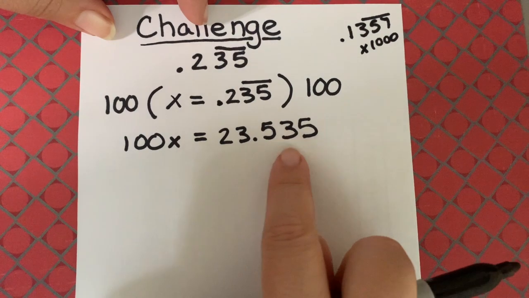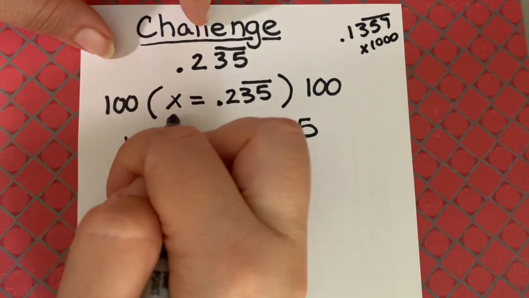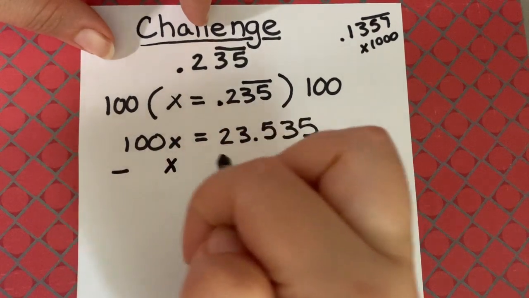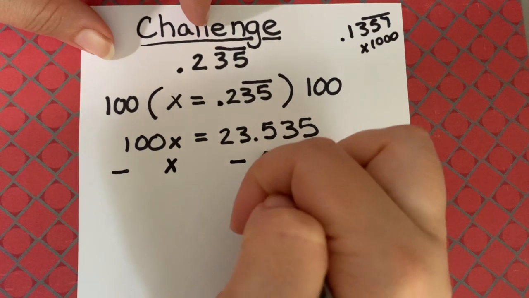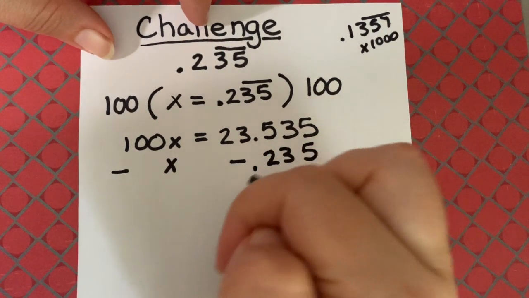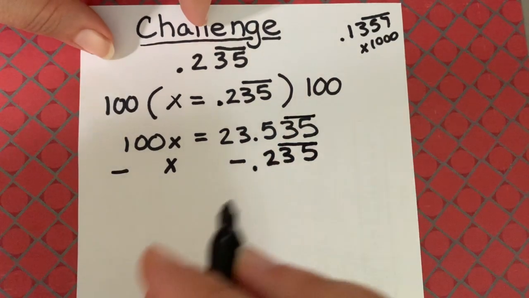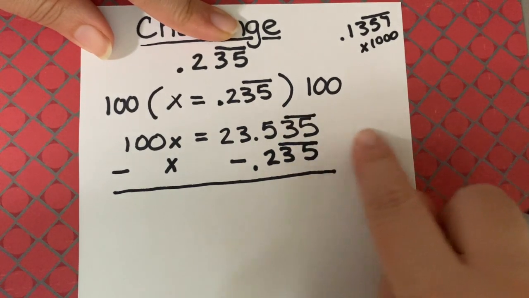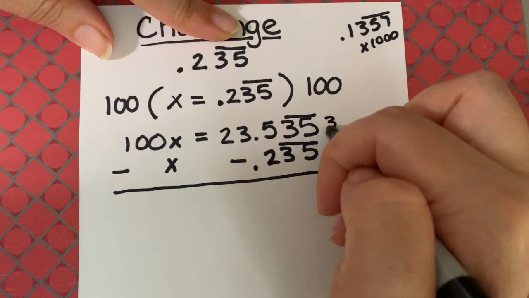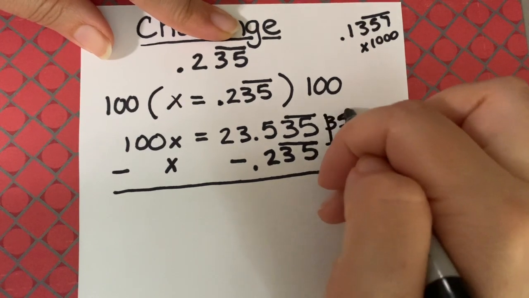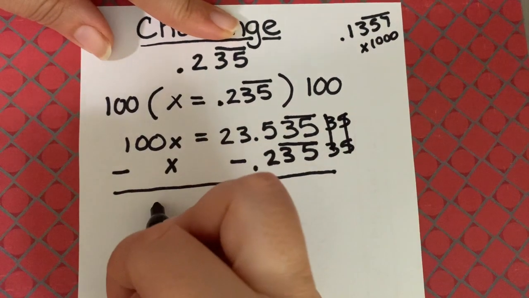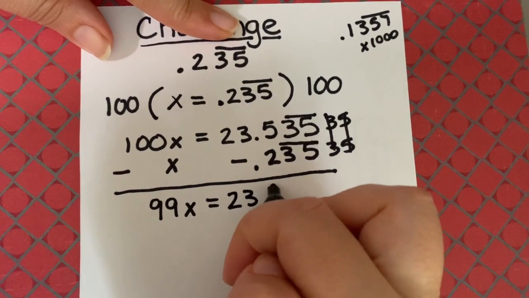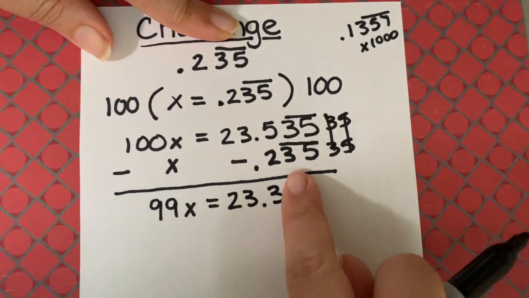So back to this. Now I am going to subtract the original piece. I'm going to subtract the x on this side, and I'm going to subtract the 0.235 repeating. Remember, that's the repeating piece from this side. And what that does is get rid of all the repeating, because if I just keep adding them here, they're all being subtracted out. So what I get is 99x equals 23.3, and it's done. It terminates, or it ends.